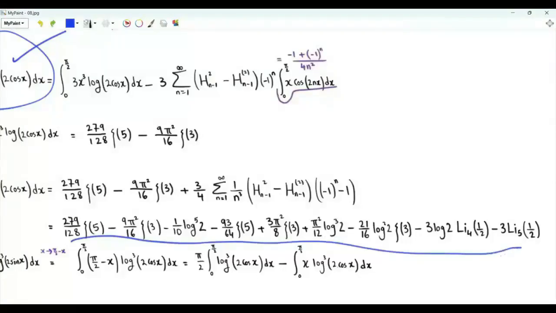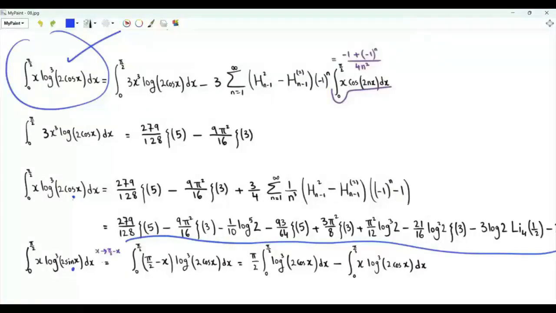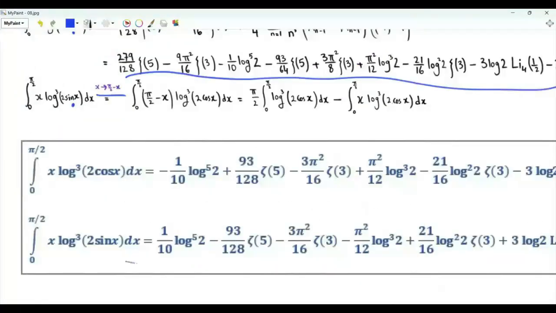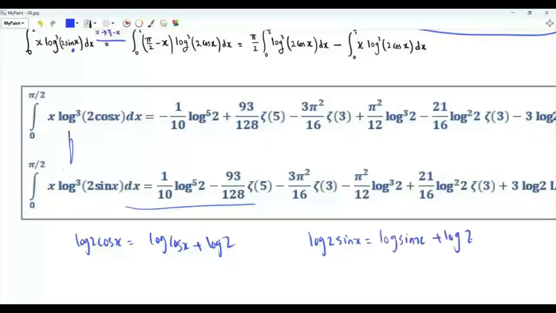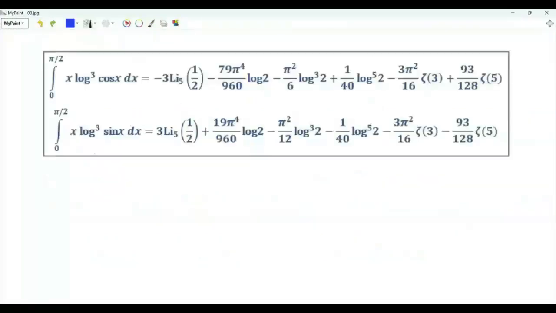Here it is. We can also obtain the integral with sine rather than cosine by changing x to pi over 2 minus x. This is what we get. Using the facts that log 2 cosine x is log cosine x plus log 2, and log 2 sine x is log sine x plus log 2, we can use these two integrals and other results we have obtained to obtain the integrals without these twos.